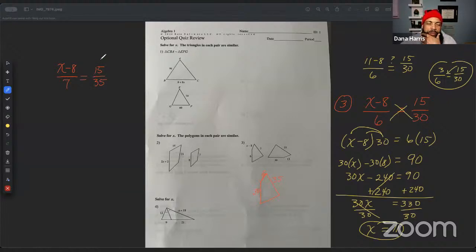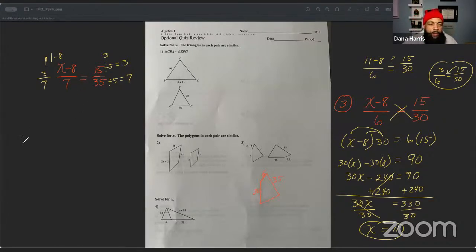Then 15 divided by 5 equals 3, and 35 divided by 5 equals 7. Here, 11 minus 8 is 3 and then over 7. So we know that it works out. So always go back in and double check if you're ever in doubt.